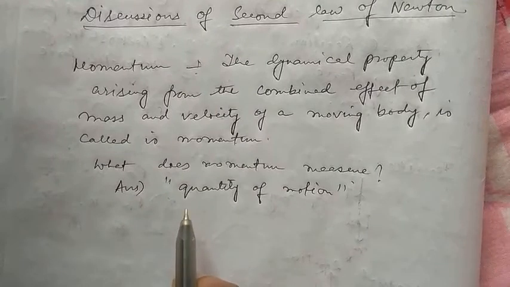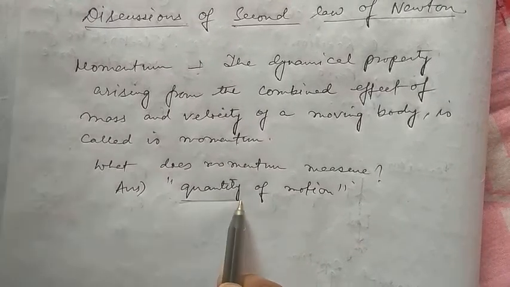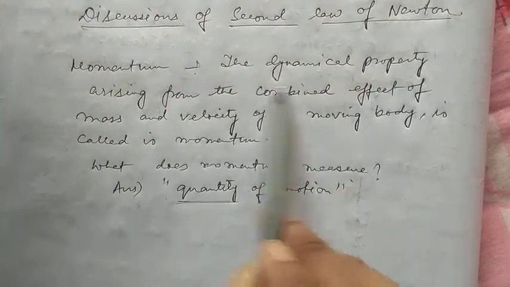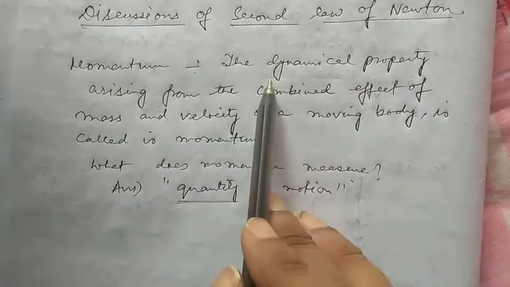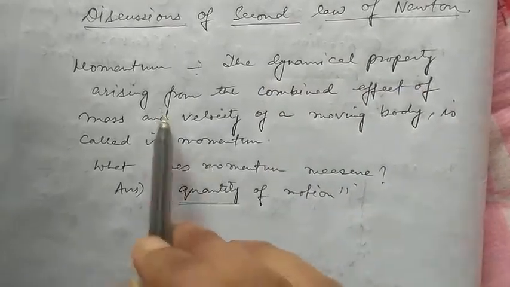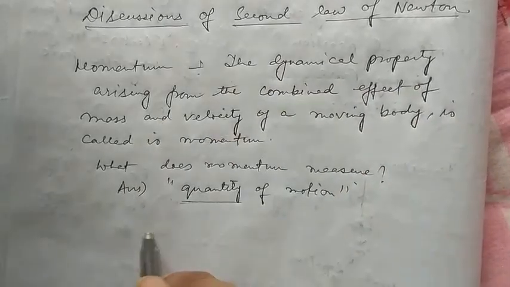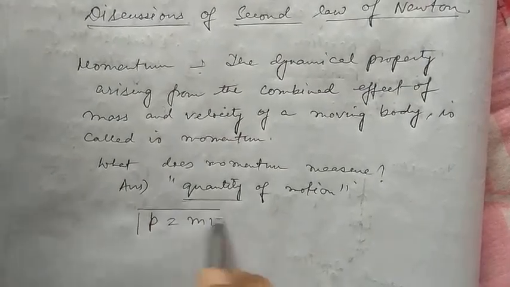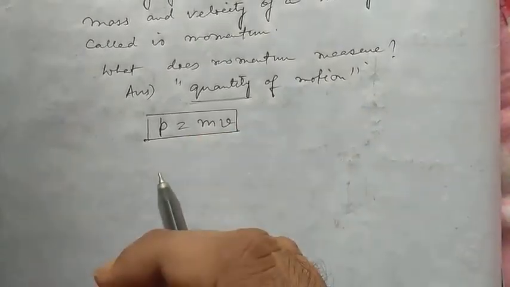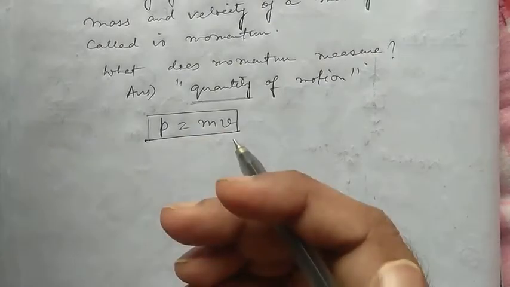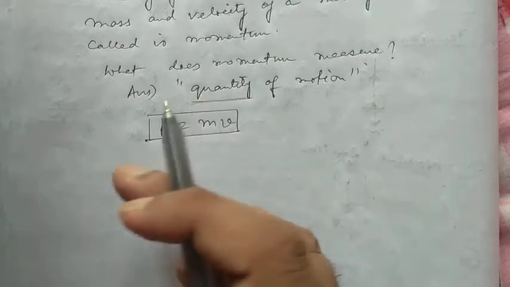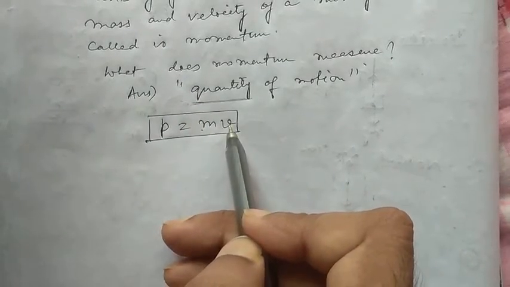As we have stated, the quantity of motion, the definition goes: the dynamical property arising from the combined effect of mass and velocity. So momentum is denoted by small p, the product of mass and velocity, mv. Newton described momentum as the quantity of motion. Momentum of a body is the product of the mass and velocity.